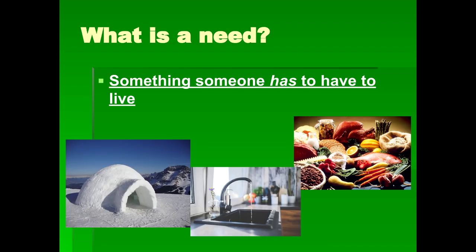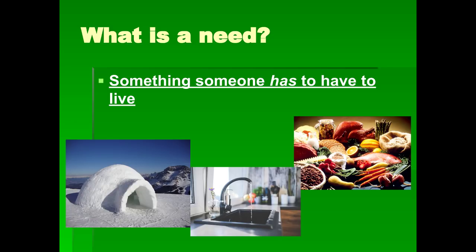But before we can learn about all that, we need to know what a need is. It's something I've said a couple times already. What is a need? A need is something that someone has to have. They must have it, or else they cannot live. So this is things like food, water, and shelter. Food, water, and shelter.